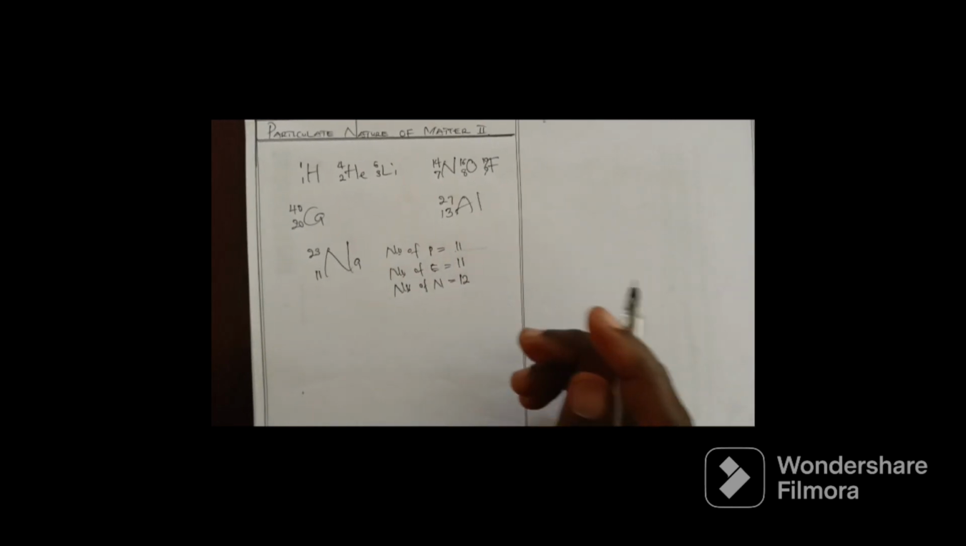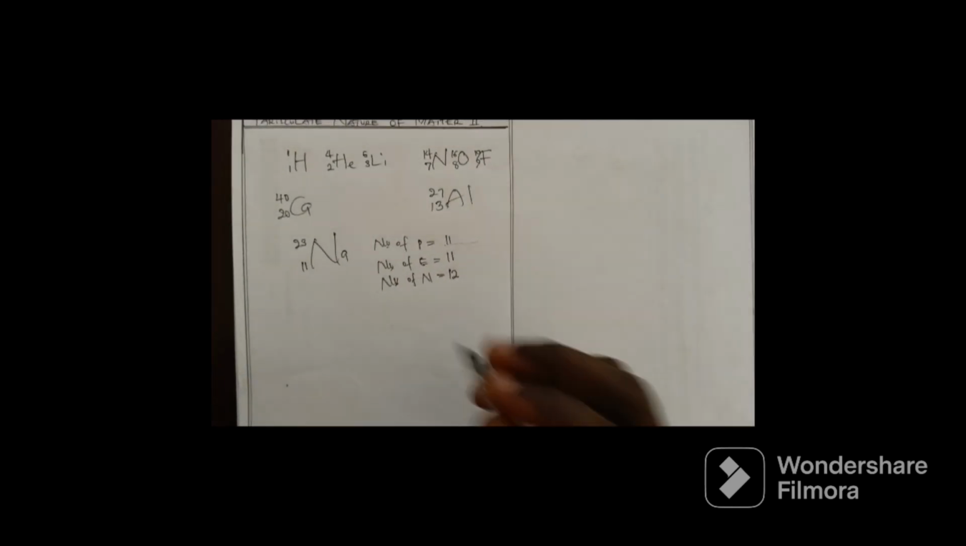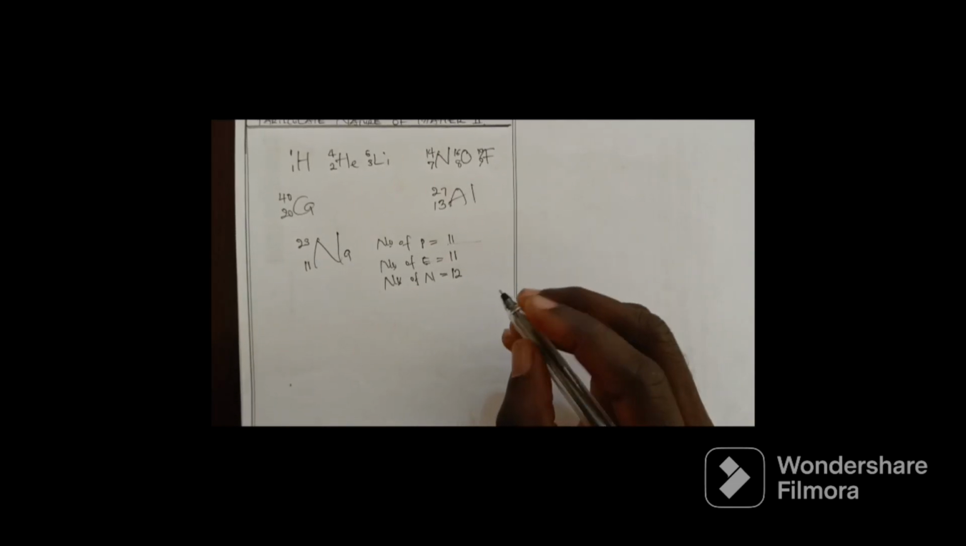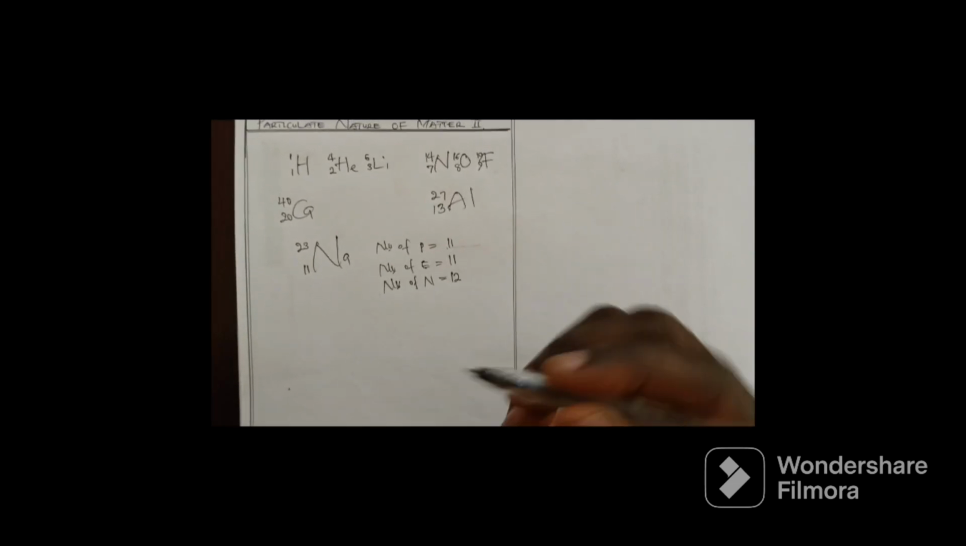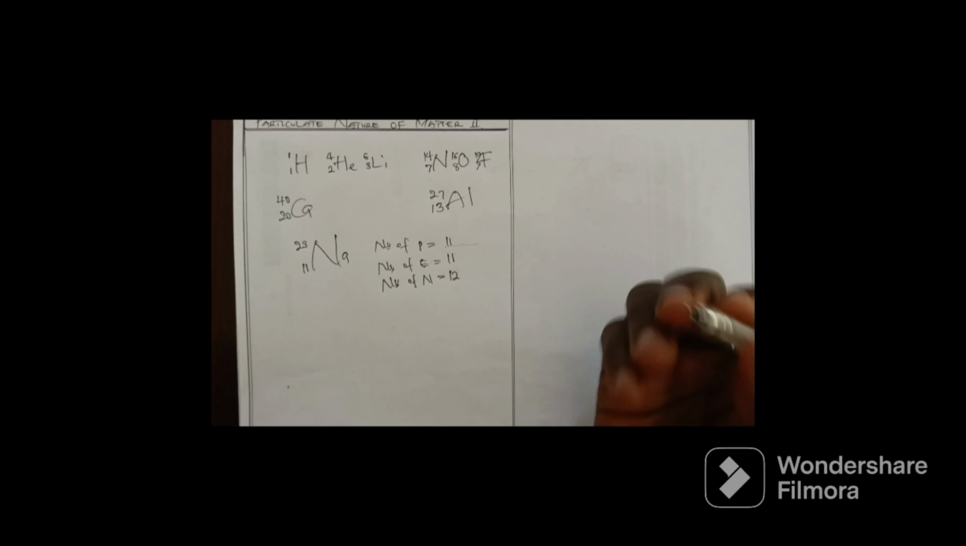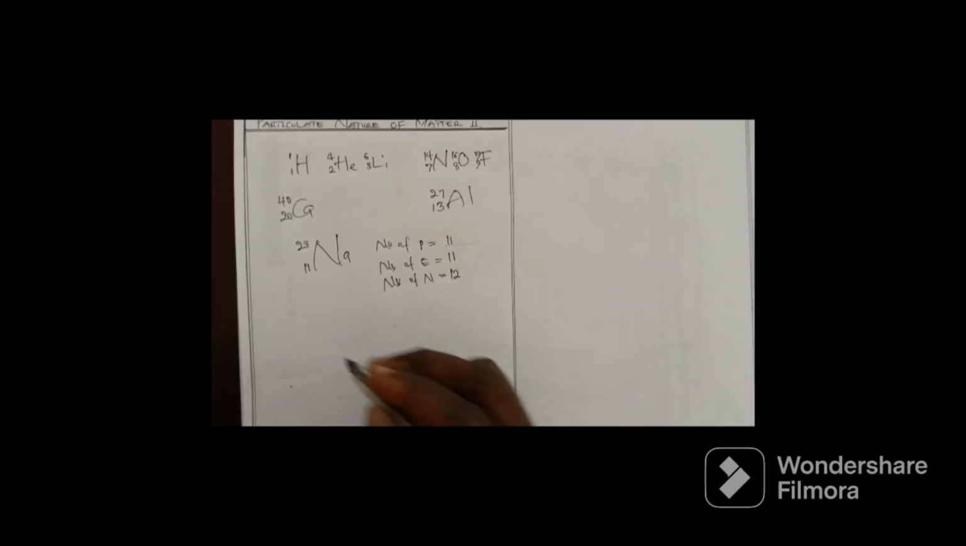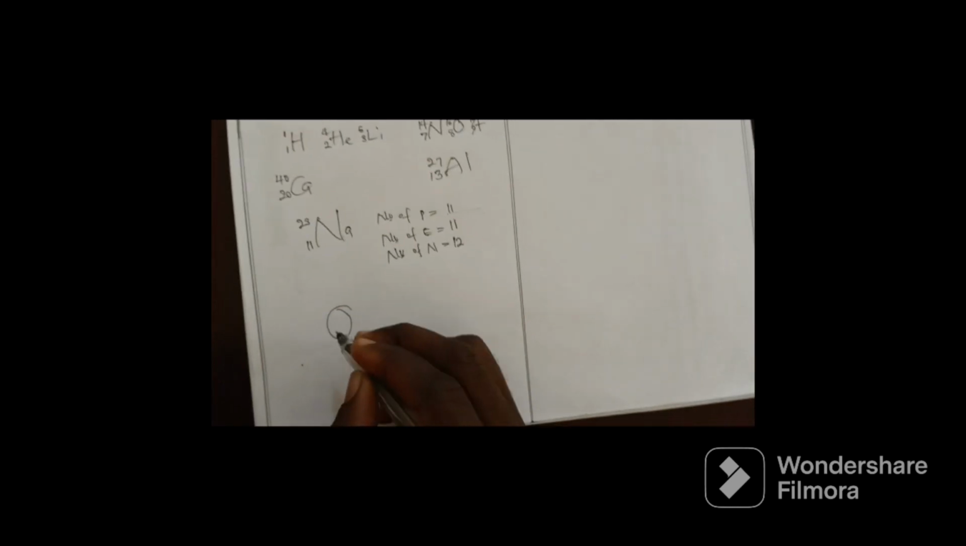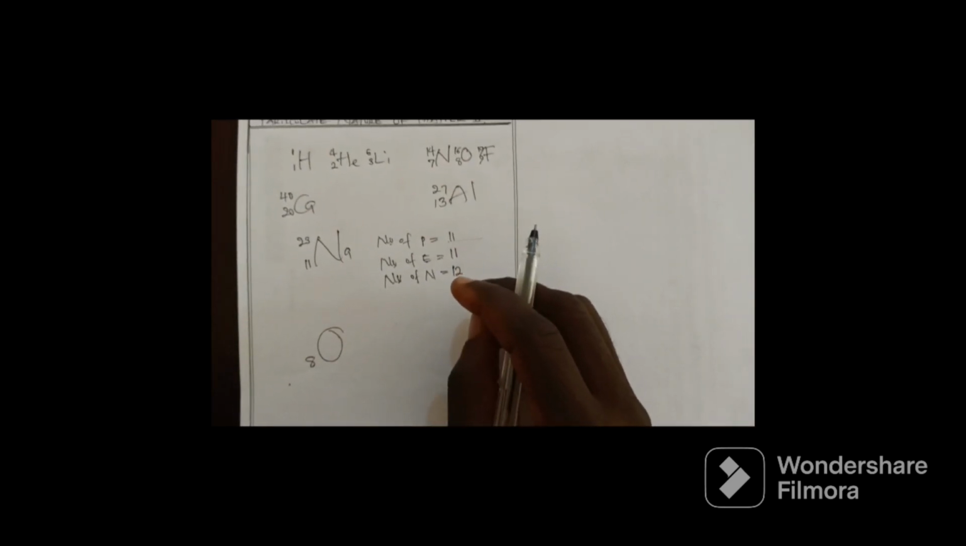And let's take one more atom. Now let's take an atom that is a non-metal, and this time around let's take oxygen. Oxygen has an atomic number of 8. Now let me ask you, what will be the mass number?